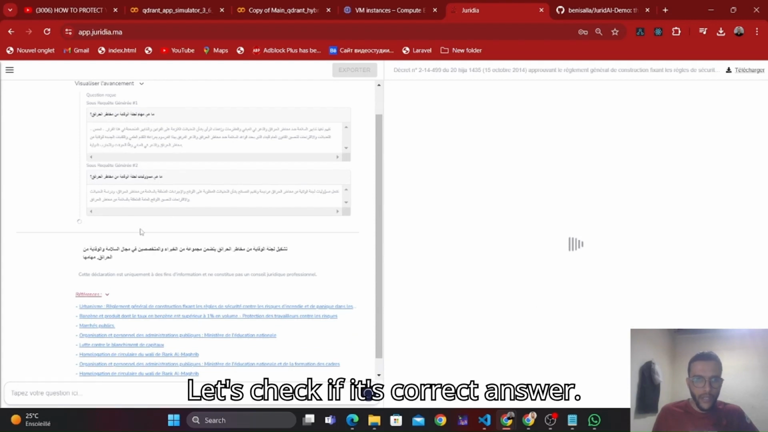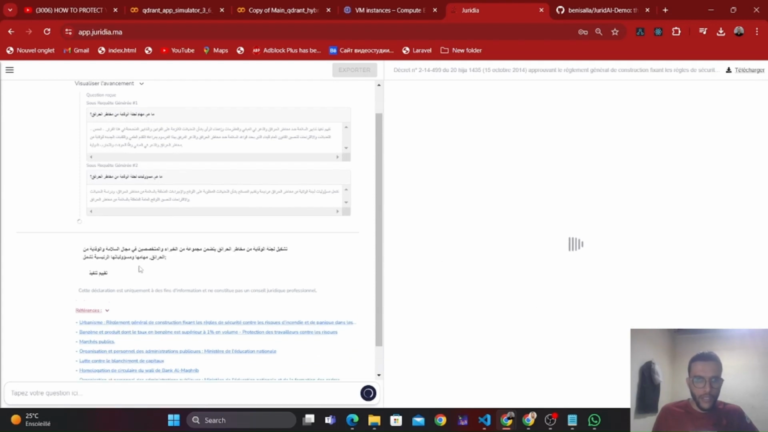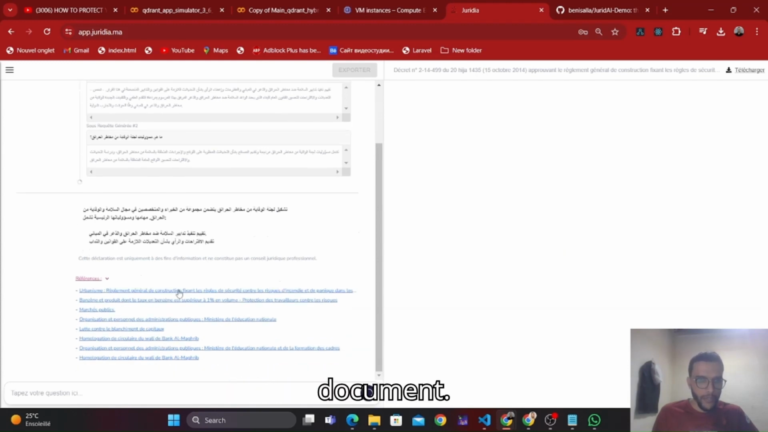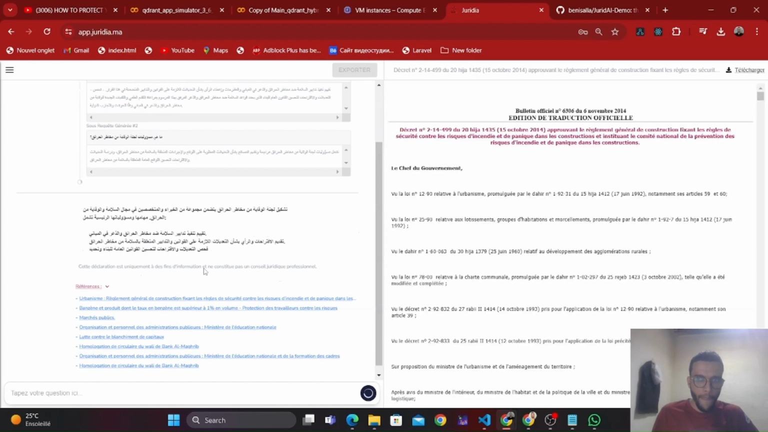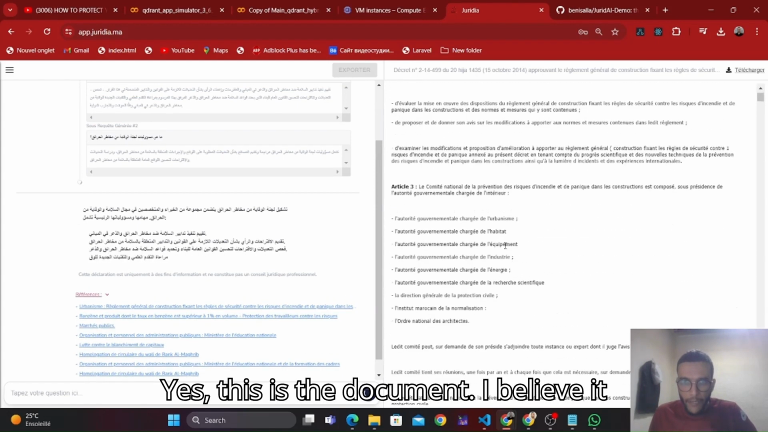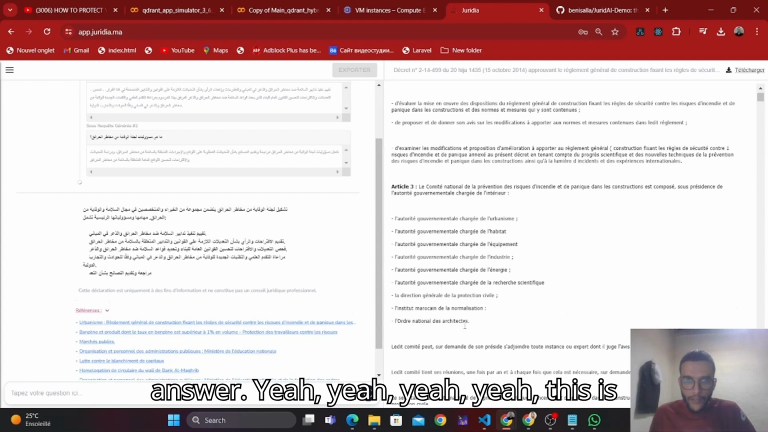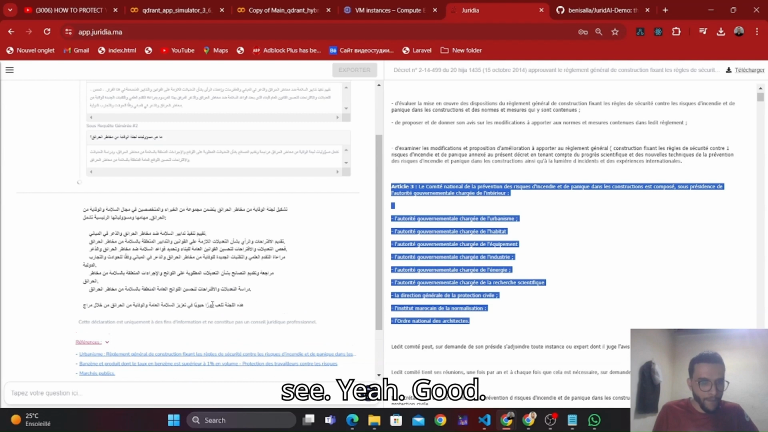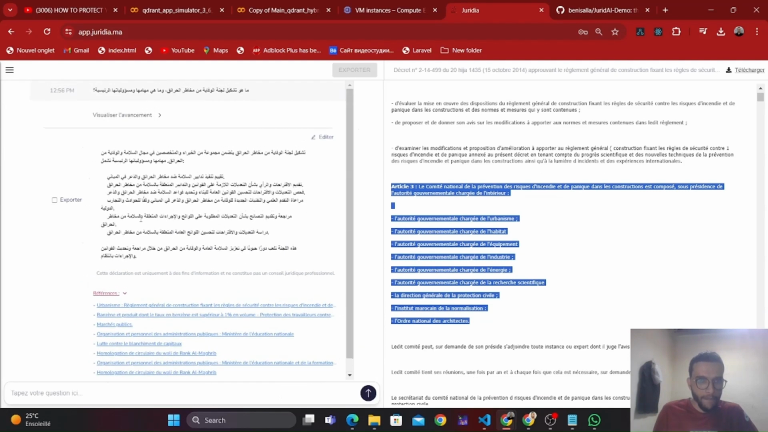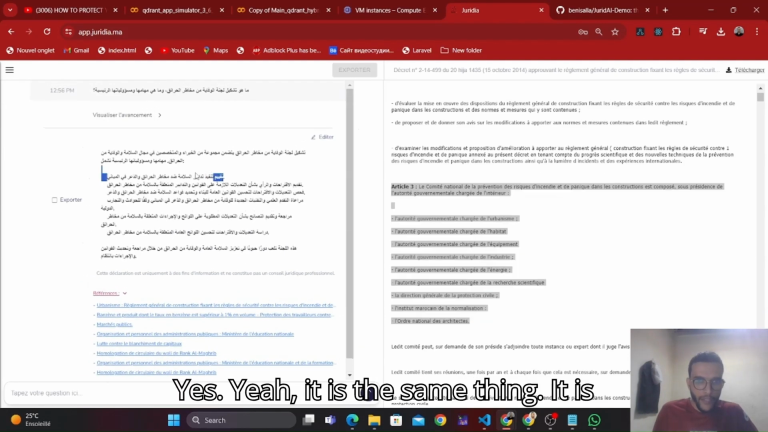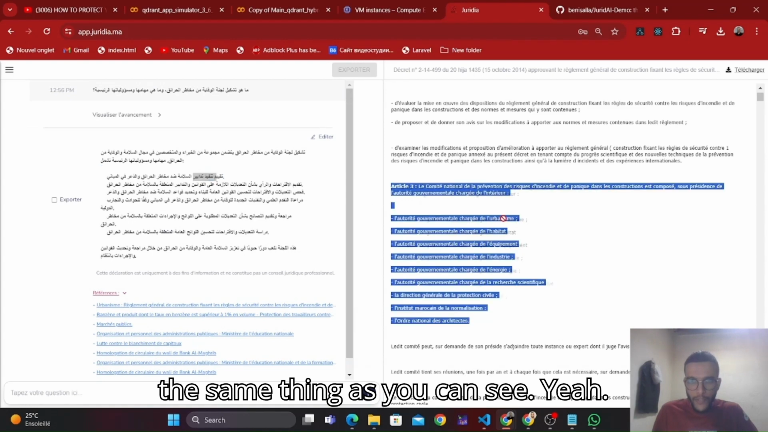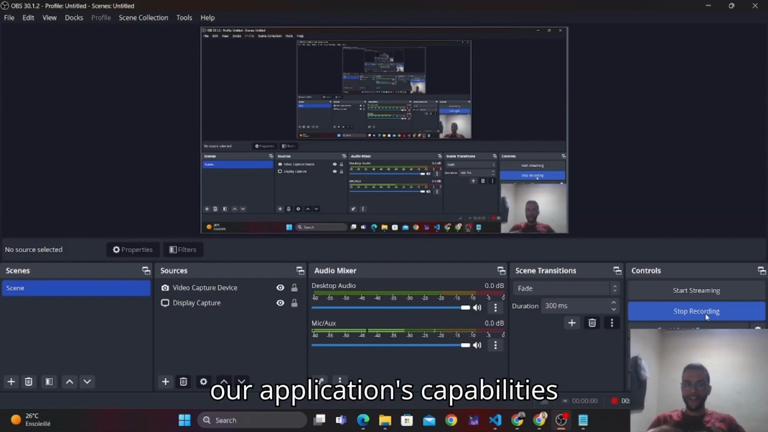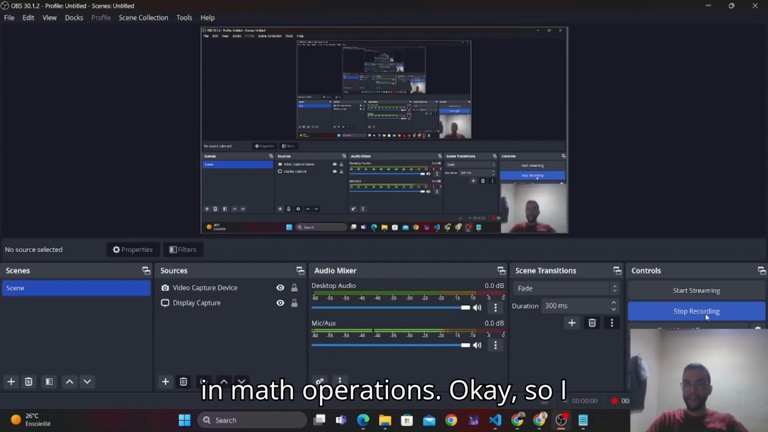Let's check if it's the correct answer. I'm trying to open the document. Yes, this is the document. I believe this is the answer, but it is translated to Arabic here, as you can see. Yes, it is the same thing. Good. So now let's try our application's capabilities in math operations.